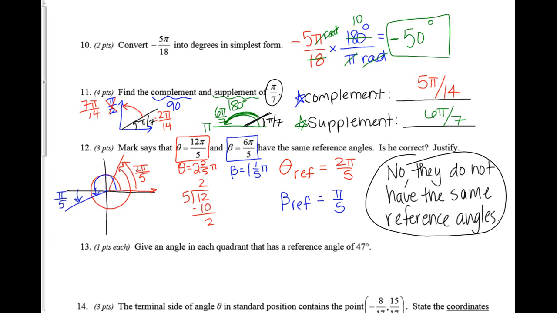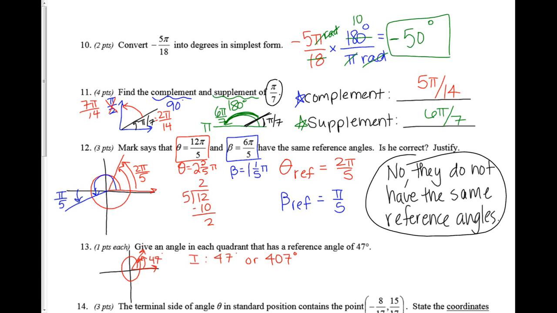All right, question number 13 says, give an angle in each quadrant that has a reference angle of 47 degrees. Well, let's just start with 47. 47 is its own reference angle. So in quadrant 1, I could either give 47 degrees, or if I wanted to, I could give a coterminal angle with 47 degrees, and I could go all the way around and do 360 plus 47, which would be 407 degrees. So either one of those would work in the first quadrant.